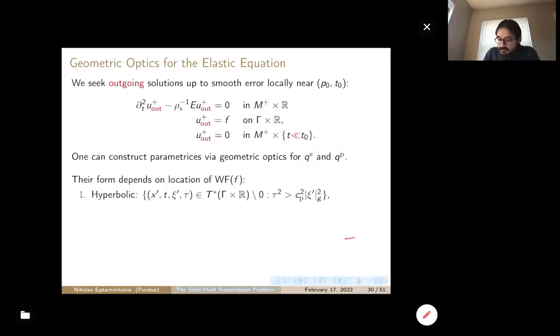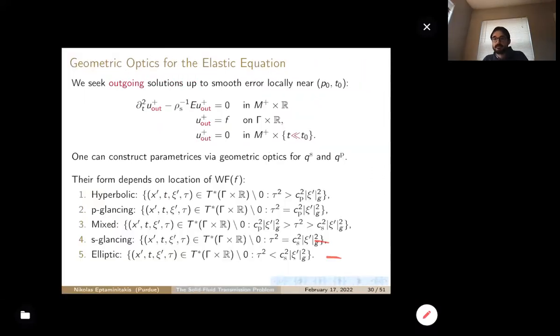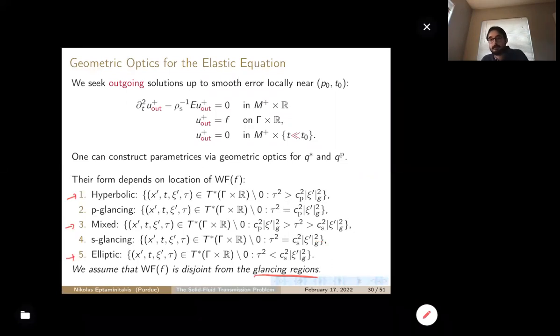And again, the form of the parametrices is going to depend on where the wavefront set of the Dirichlet data lives. So now we're going to have more cases though, because we have the p speed, which is greater than the s speed. So we have actually 5 different cases. So we have hyperbolic, glancing, mixed, and elliptic. And as before, we're not going to look at the glancing regions. We're only going to look at the case where we have hyperbolic, mixed, and elliptic case.